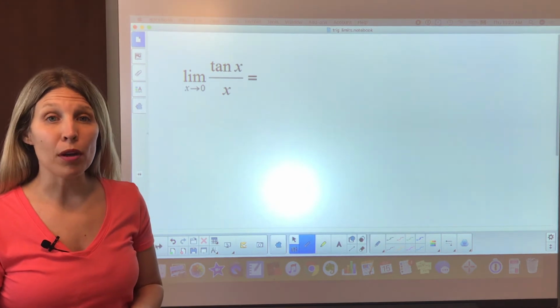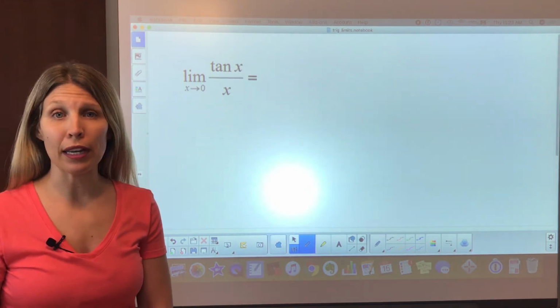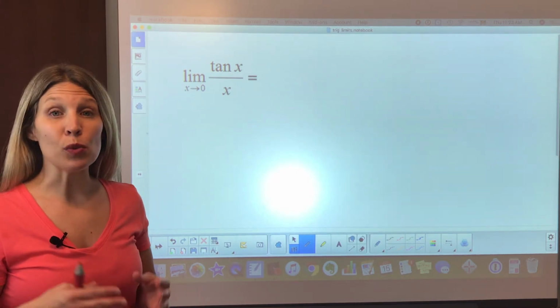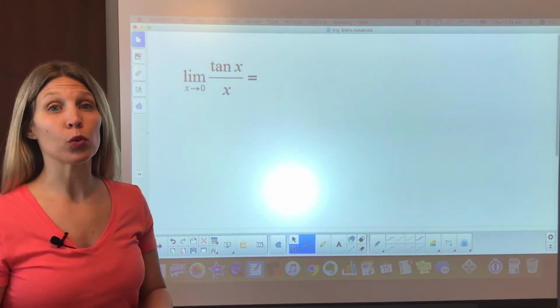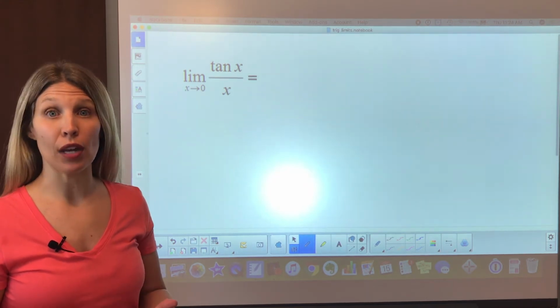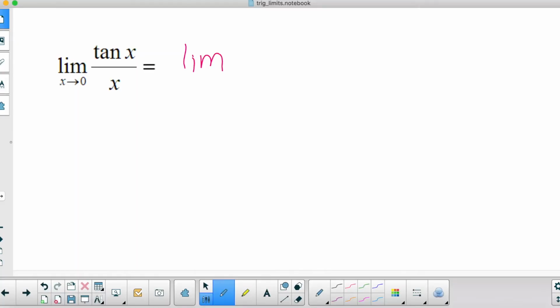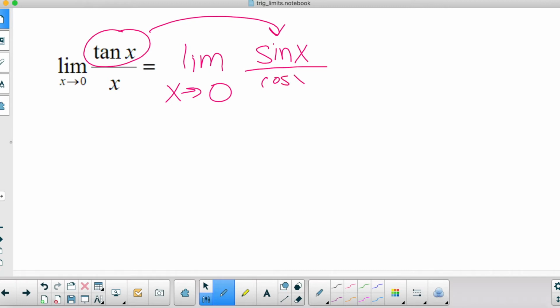Okay, for this problem, x is heading to 0, so we can't plug in because that gives us 0 in the denominator. That's no good. So the next thing is we see tangent, and one of our trig tools was to rewrite tangent in terms of sine and cosine. So that's the very first step we're going to do. So the limit as x goes to 0, and tangent becomes sine x over cosine x all over x. Now we have a fraction inside of a fraction, which is no good.